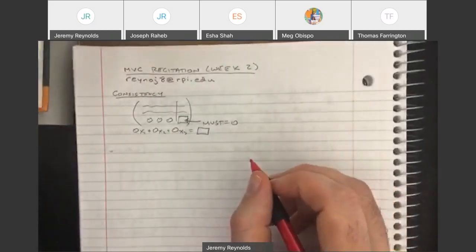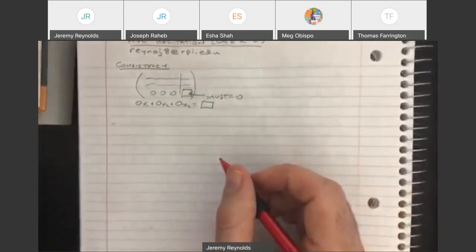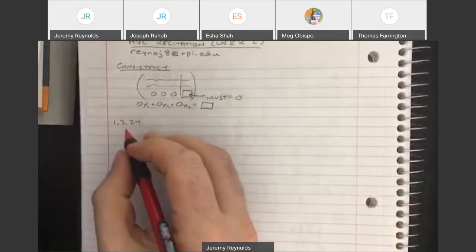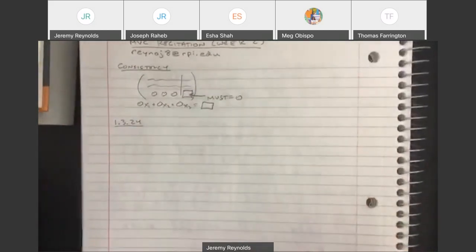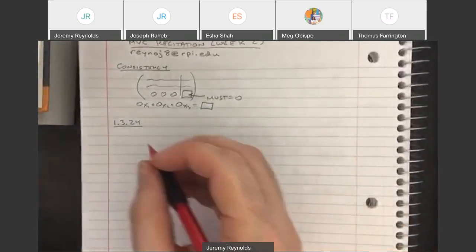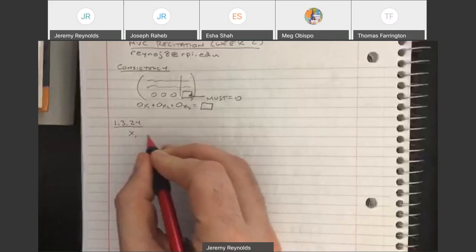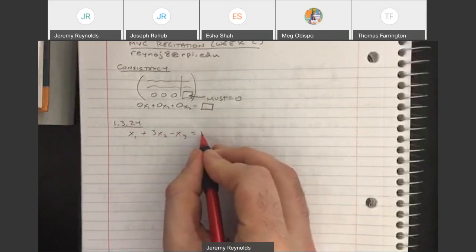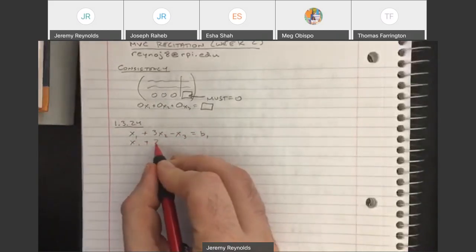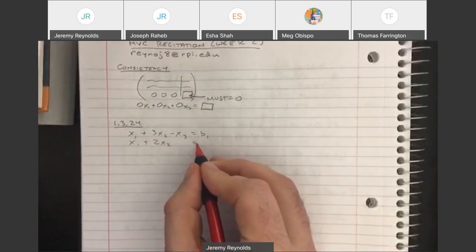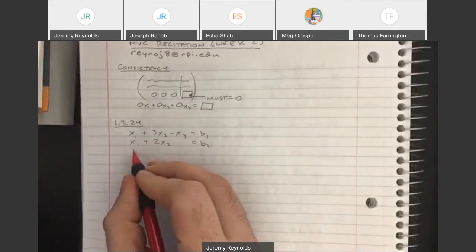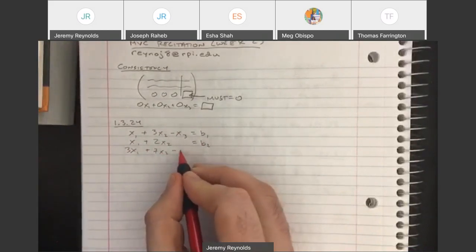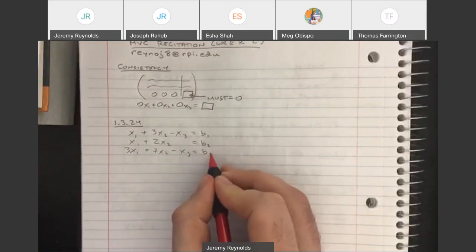There are a number of different types of problems you might get that relate to this, so I'll go over an example. This is 1.3.24. He actually went over this a little bit in the lecture, but I want to take it a step further than he did, because I think it's a really good problem. We have x1 plus 3x2 minus x3 equals b1, x1 plus 2x2 equals b2, and 3x1 plus 7x2 minus x3 equals b3.